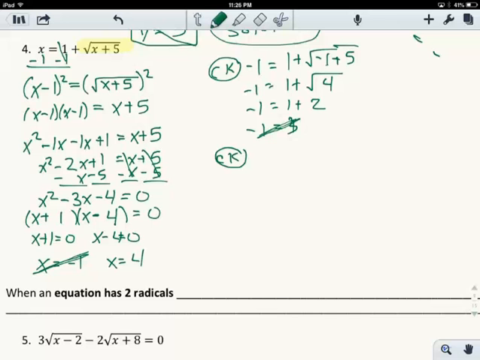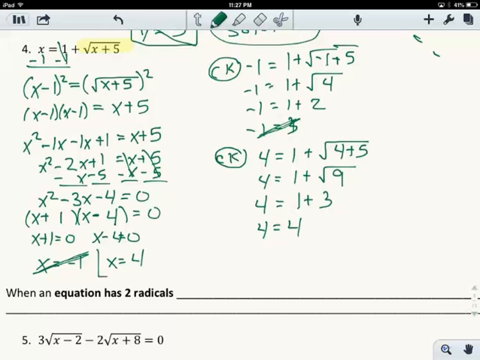So we want to know, does 4 equal 1 plus the square root of 4 plus 5? So 4 equals 1 plus the square root of 4 plus 5, which is 9. Is 4 equal to 1 plus the square root of 9, which is 3? 4 does equal 4 in this case, so our answer, the one that works, is x equals 4.